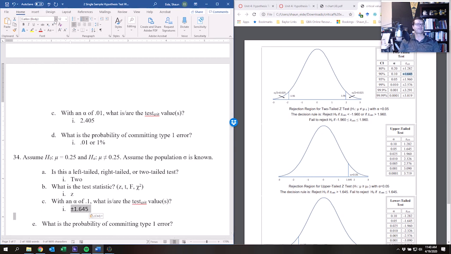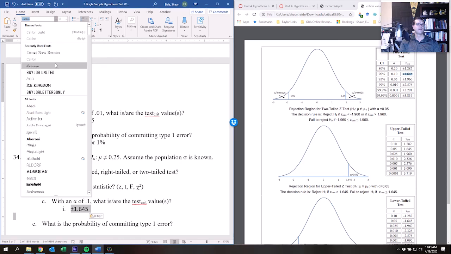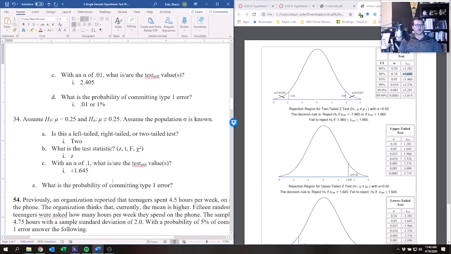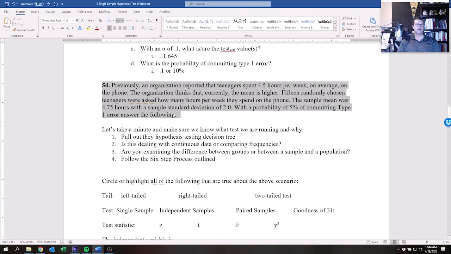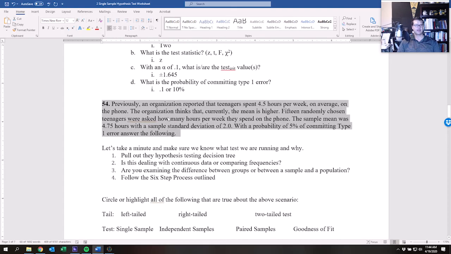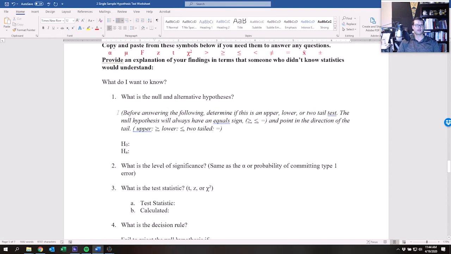Then what's the probability of committing type 1 error? 0.1 or 10%. Okay. You know what I'm gonna do? I'm gonna come back to this in another lecture, and I'm gonna do 54 and all in one lecture together.